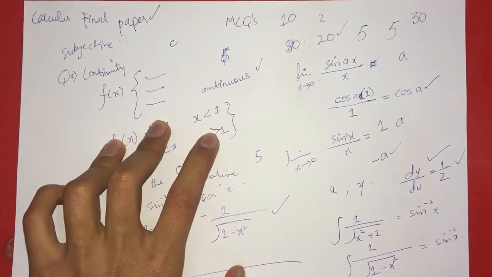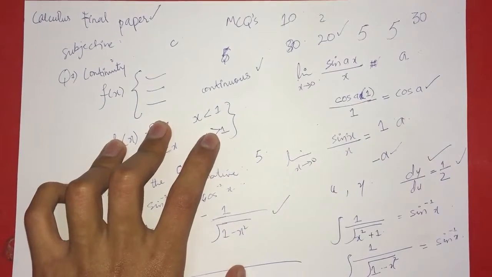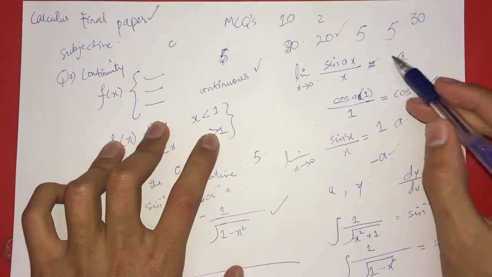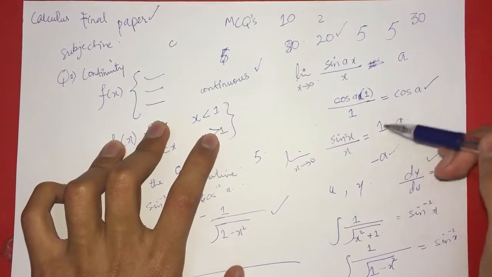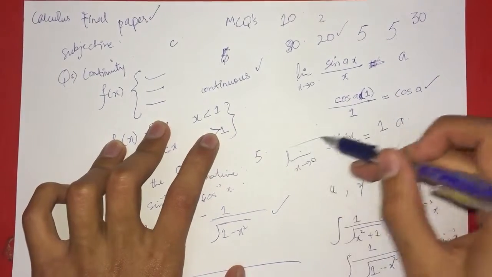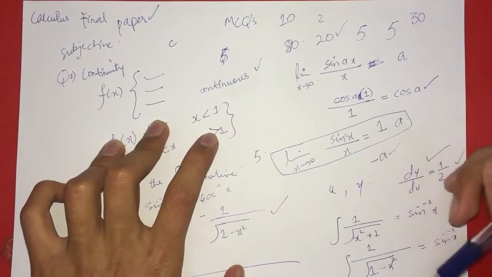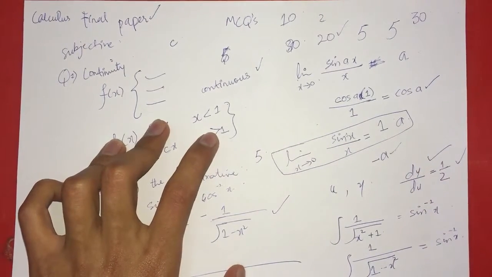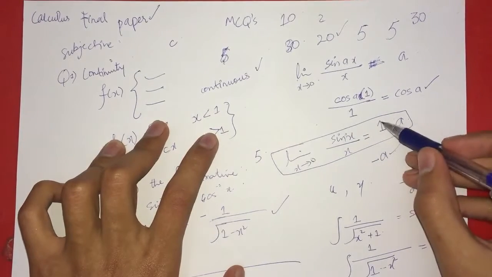Those 3 were, one was about the limit of sine a x divided by x. What is that equal to? So one way to solve this is you take the result of this right here. When x approaches 0, sine x by x equals 1. So here the constant with x is 1, so the limit is 1.